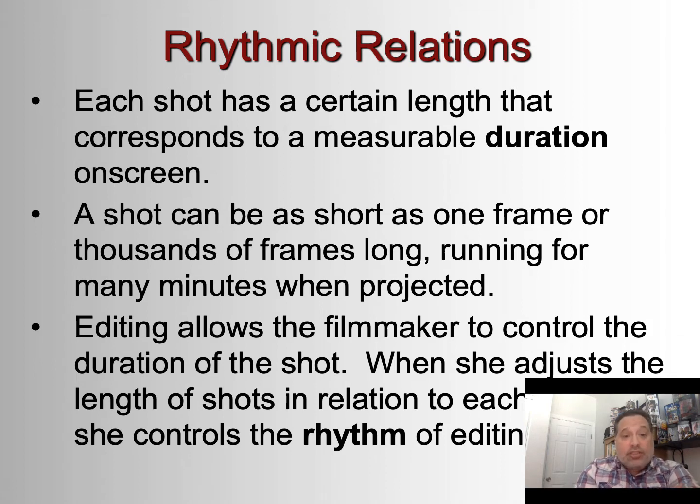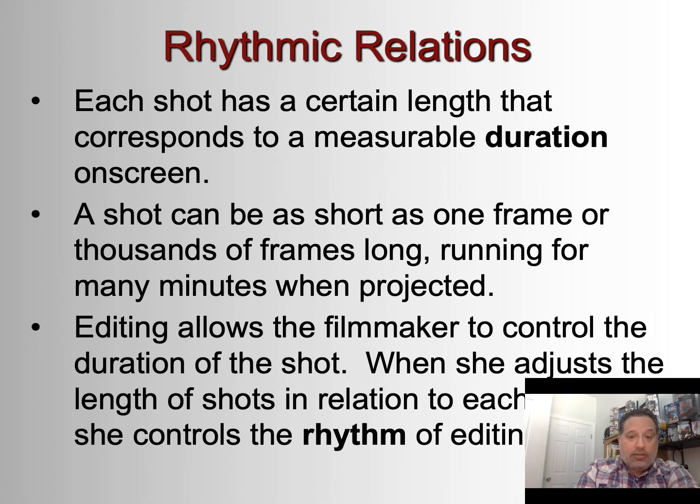So with rhythmic relations, each shot has a certain length that corresponds to a measurable duration on screen. We talked about this. A shot can be as short as 1 frame, or 1,000 frames, 10 minutes or longer. Traditionally, shots could only be 9 minutes long because that was the length of a reel of film when movies were shot and projected on film. But now, of course, a shot can be as long as you want it because you can shoot it digitally. So editing allows the filmmaker to control the duration of the shot. When she adjusts the length of shots in relation to each other, she controls the rhythm of the editing.